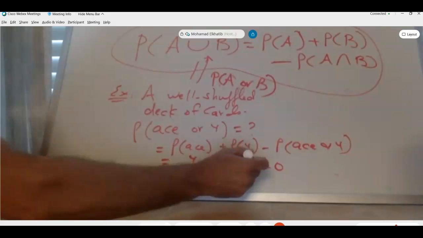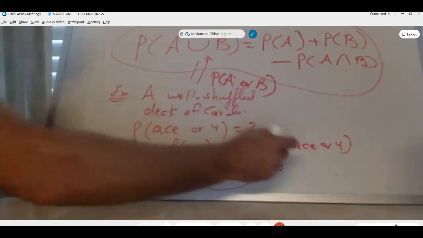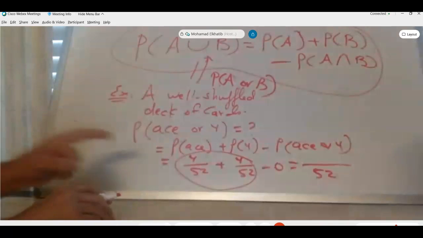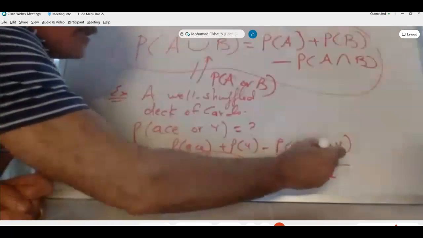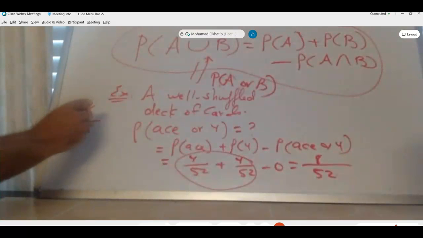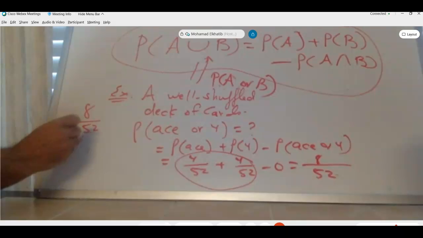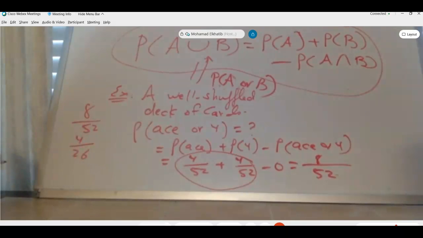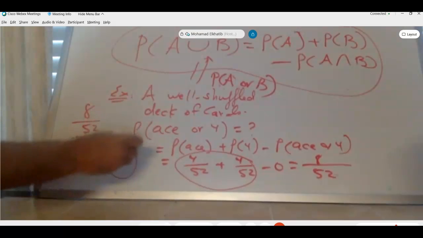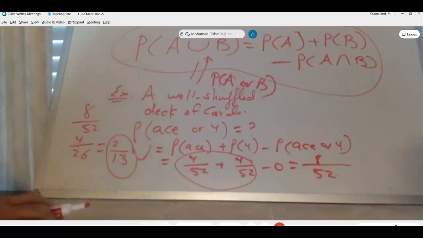So now all I gotta do is just add these two fractions. How do I add fractions? If they have the same denominator, I just add the numerators. 4 plus 4 is 8. And now what are you gonna do? 8 over 52, you gotta reduce it, right? If I divide by 2, I get 4 over 26. They're still even. I divide by 2, and I get 2 over 13. So my answer is 2 over 13.